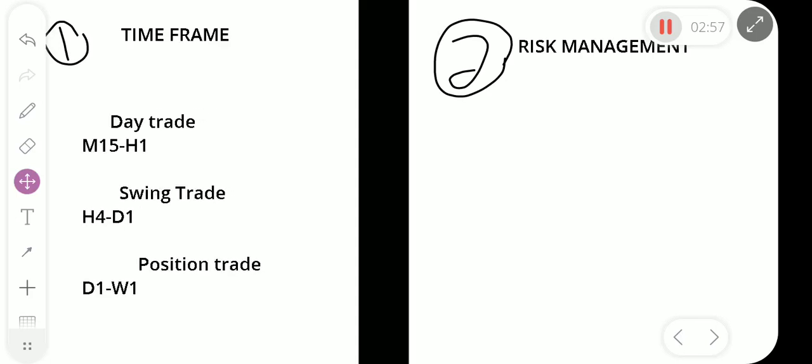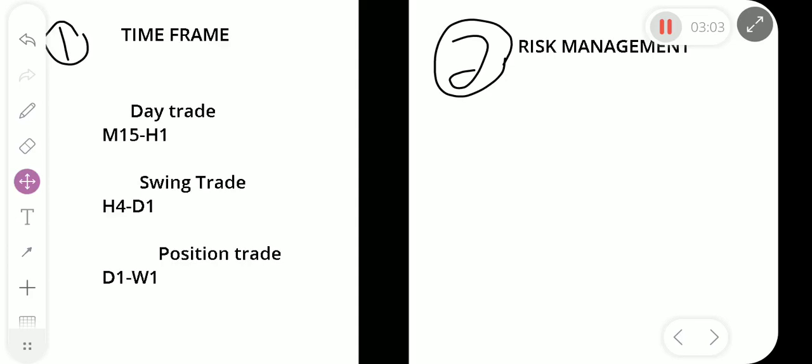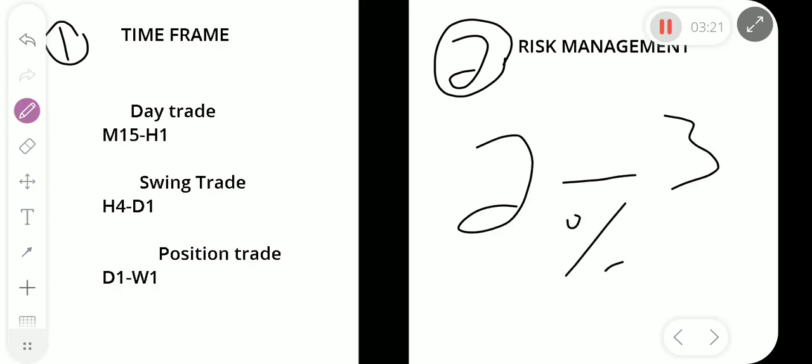So the first step is choosing a time frame. Say we choose day trading, we choose scalping, which means we're going to trade on the M15 and H1 time frame. Now let's choose our risk management, like how much are we going to risk of our account per trade. Let's say we choose 2 to 3% of our equity per trade.